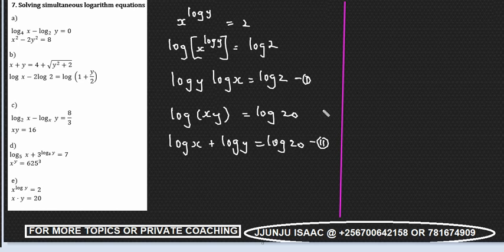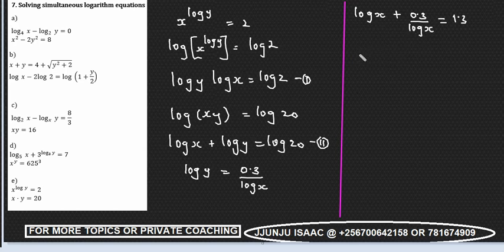So from the first equation we can see that log y is equal to log 2, and log 2 is 0.3, over log x. And now when you come here, we can now replace this log y here, so we shall be having log x plus 0.3 over log x equaling to, now log 20 is 1.3 on the calculator. So when you multiply with log x, you shall get log squared x here, then minus 1.3 log x plus 0.3 equal to 0.